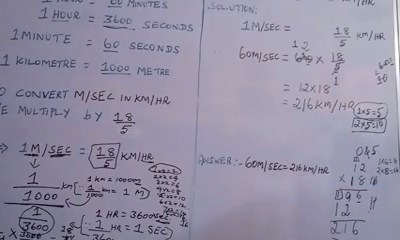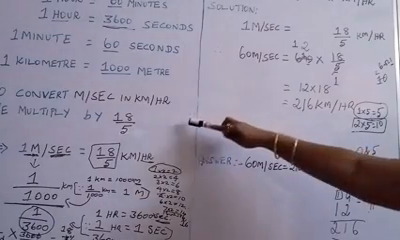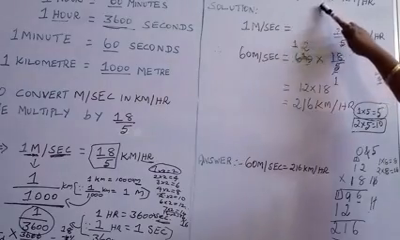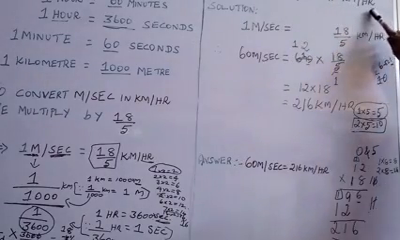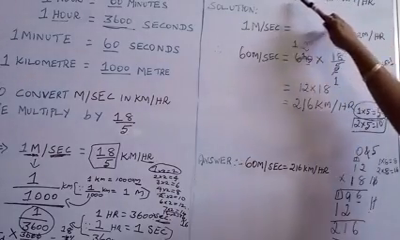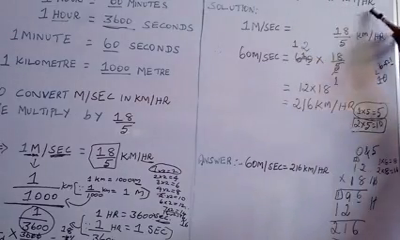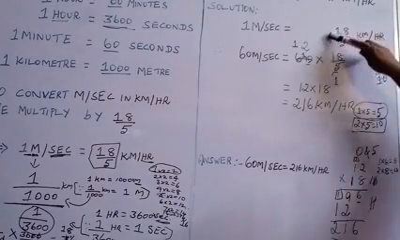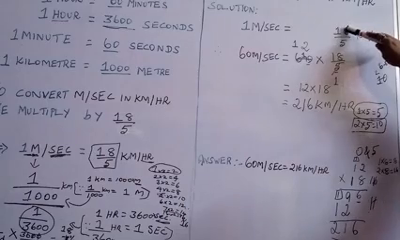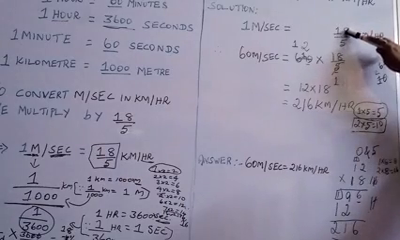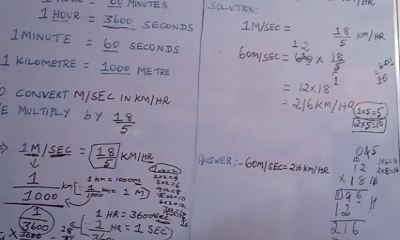So children, in this session we studied how to convert meter per second into kilometer per hour. We need to multiply by 18 divided by 5. This is very important.